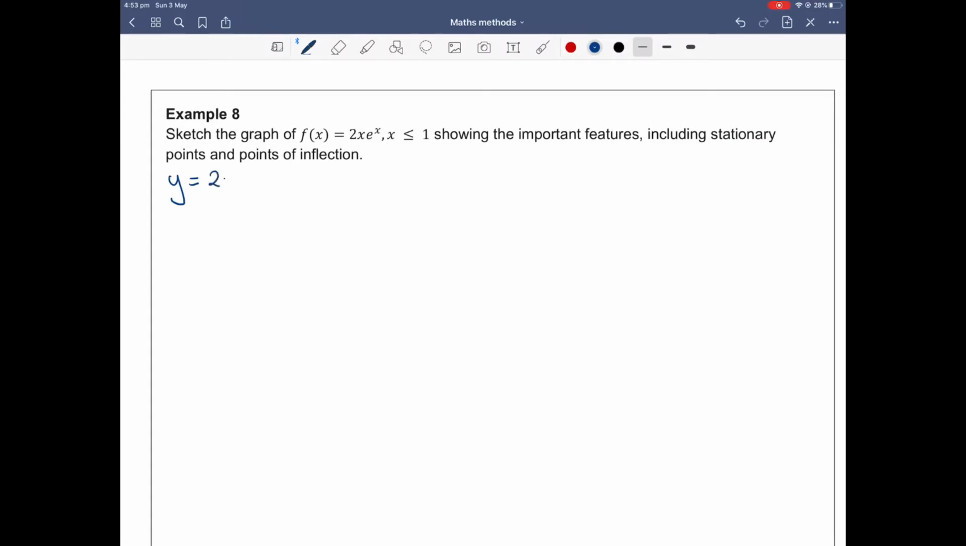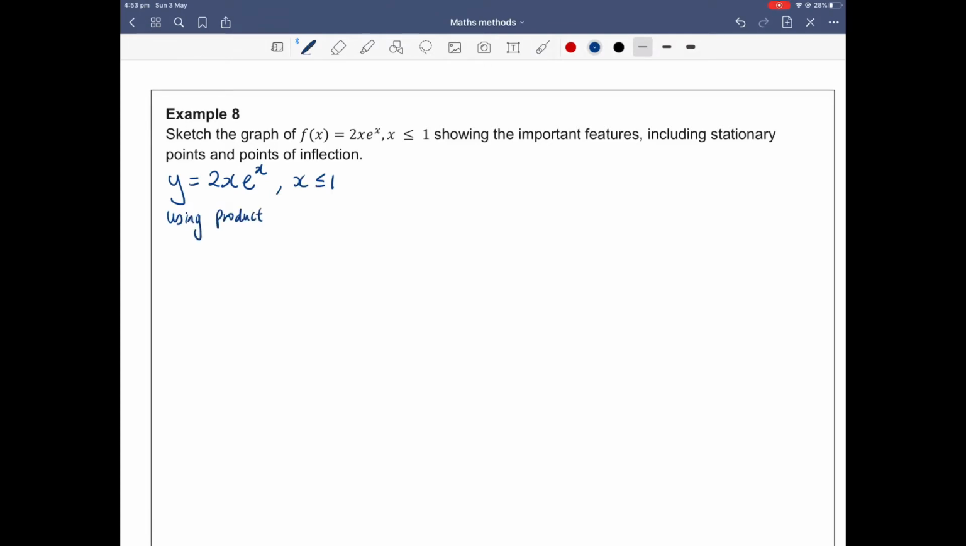I don't like f of x, so I'm just going to say y equals 2x times e to the x for the domain x is less than or equal to 1. So first of all, work out your first derivative so that we can work out the stationary points, and then we need to look at the double derivative so that we can look at the concavity. Because this function has 2x times e to the x, we need to use the product rule to differentiate once.